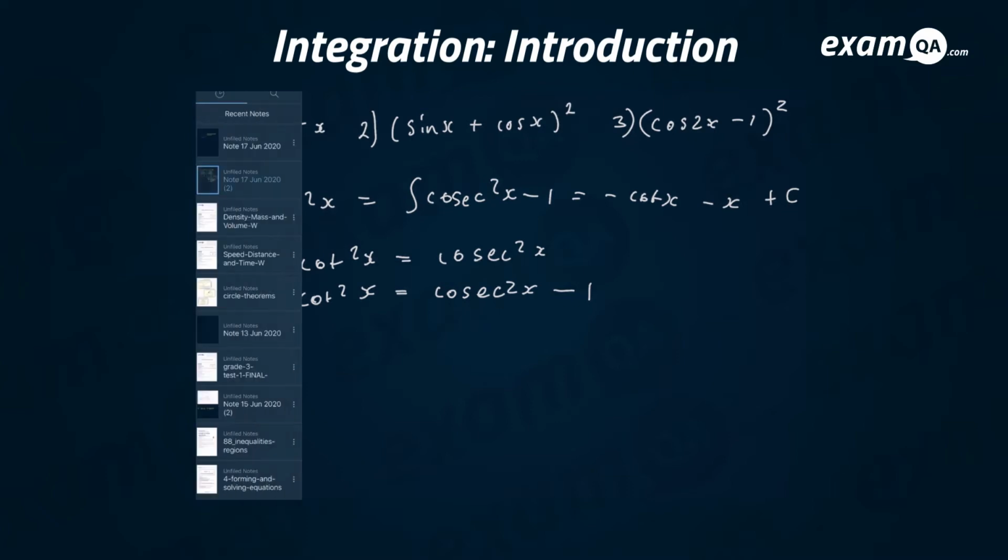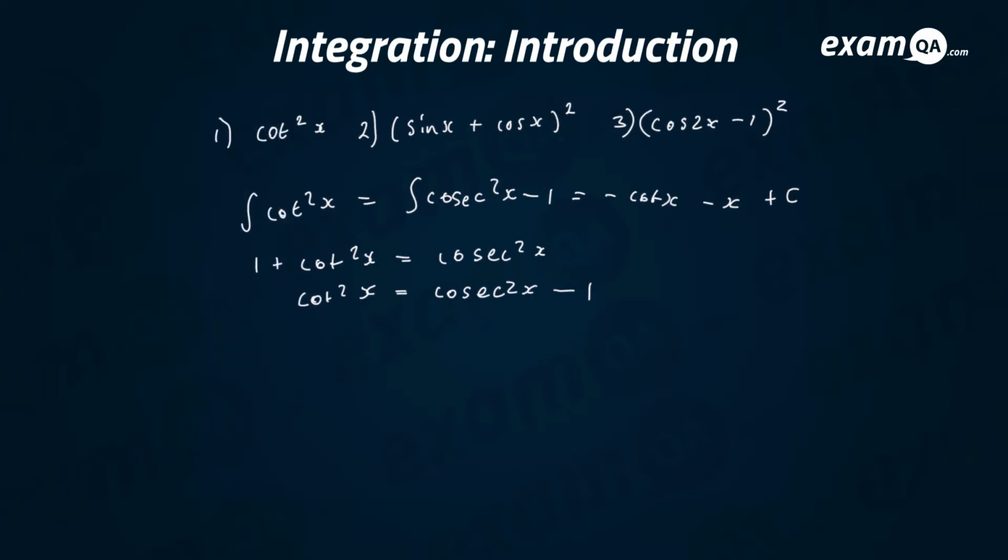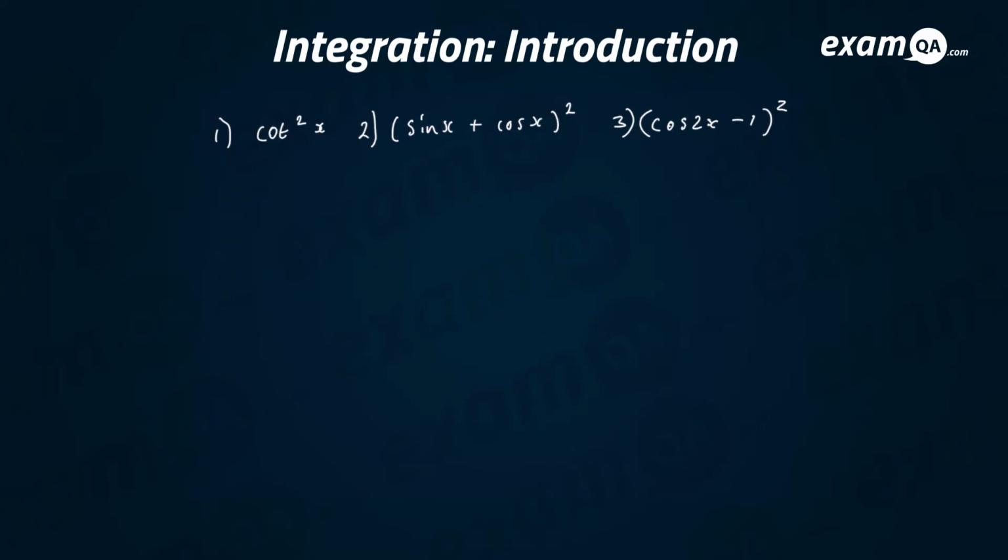So let's try a similar sort of method with the second question. If we get stuck, let's just bring in an identity, substitute some identity into the question. So we've got, let's actually just copy and paste that, the integral of sine x plus cos x all squared. Again, it's not obvious. It doesn't look like it's a reverse chain rule. Let's just expand it out. And if we expand it, we'll get this.